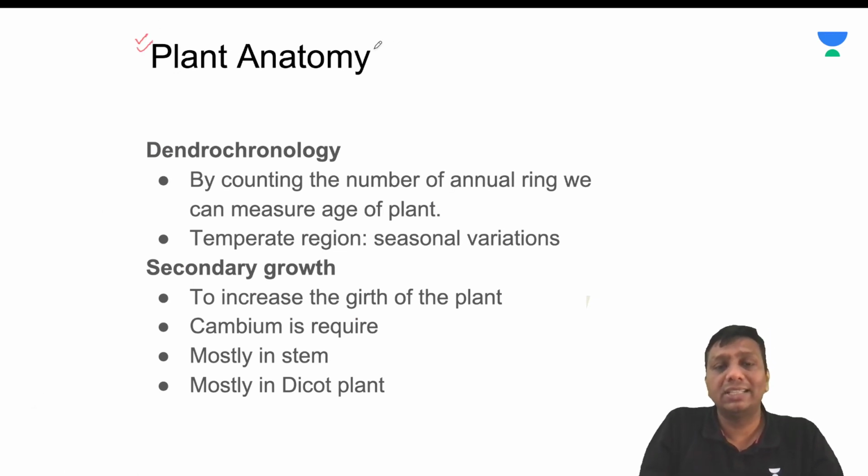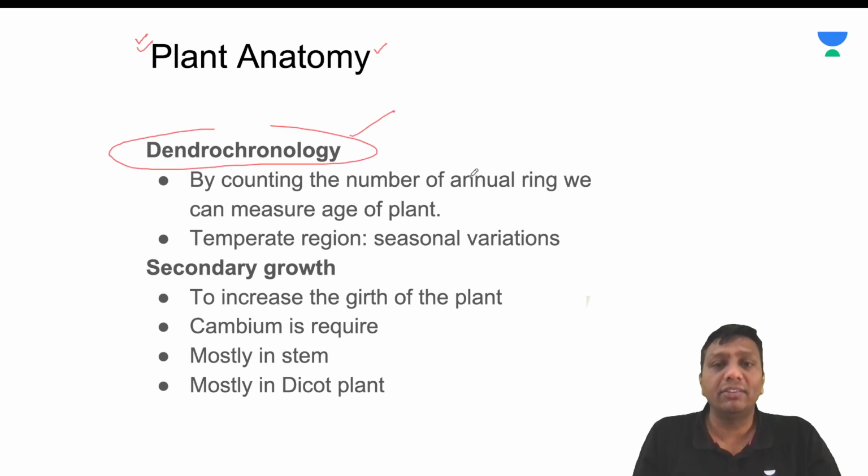Now we'll go to the next and the last part of this topic, that is called plant anatomy, the internal structure of the plant. Dendrochronology is what, guys? Actually, by counting the number of annual rings, we can find out the age of the plant. Very simple, guys.